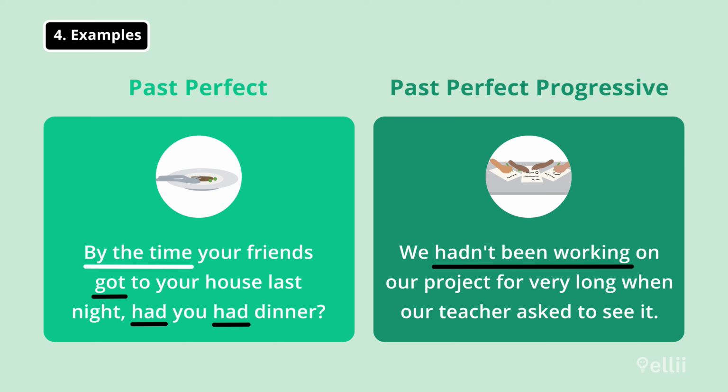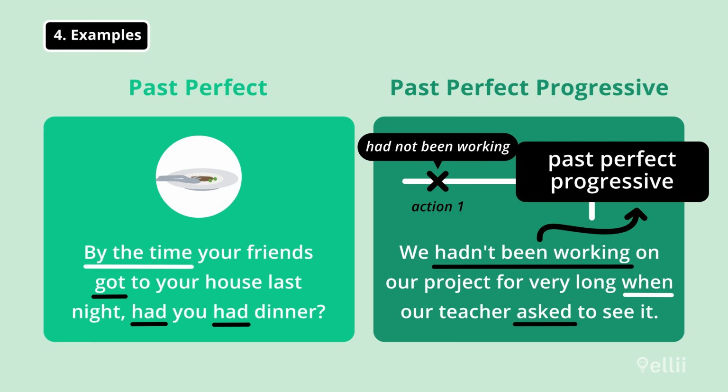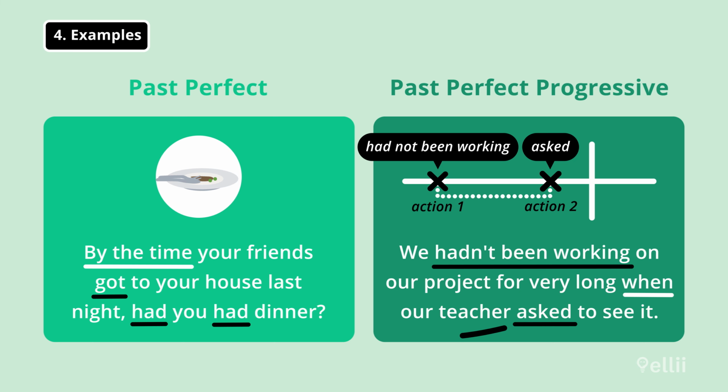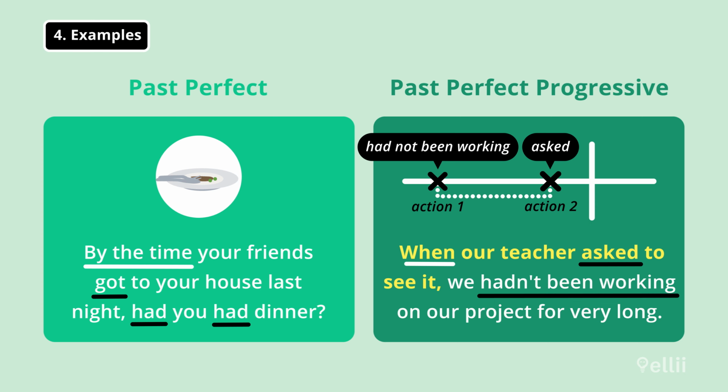We hadn't been working on our project for very long when our teacher asked to see it. A negative past perfect progressive sentence is formed with had plus not plus been plus an ing verb. You can also switch the order of these clauses.